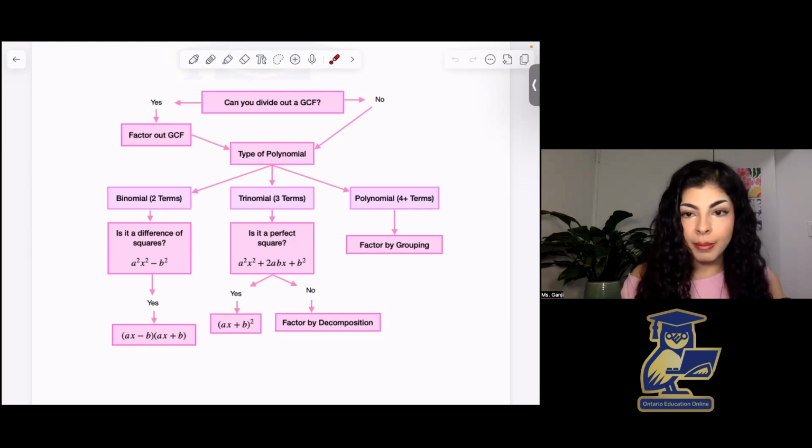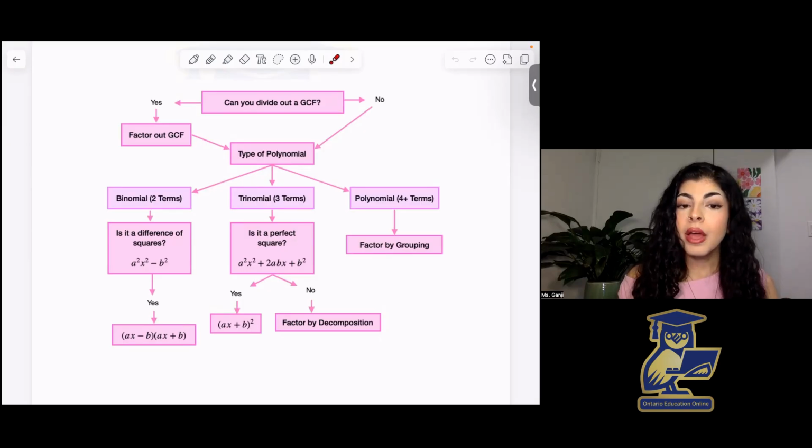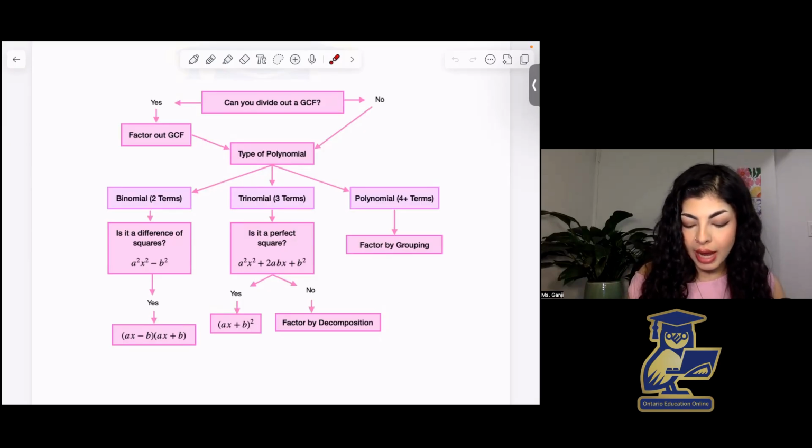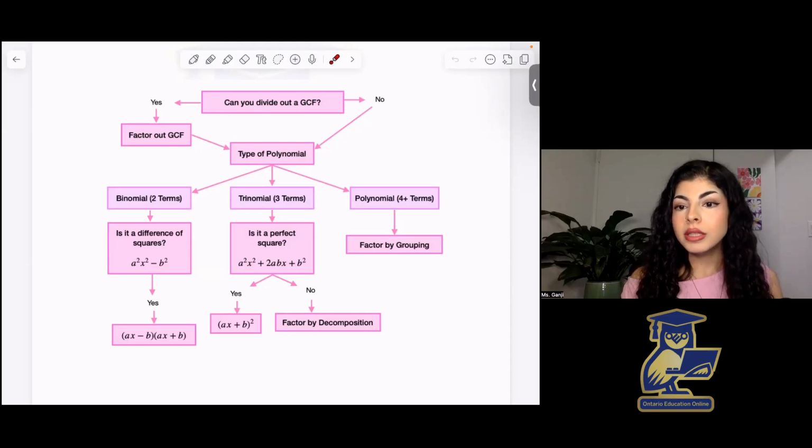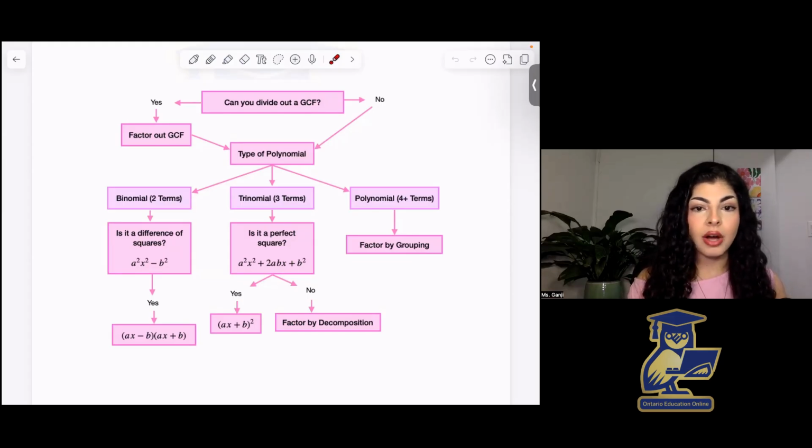Now, if it is not a binomial, we will check if it's a trinomial. If it is a trinomial, we have now one special case here, which is our perfect square. For that, we are still checking for that a squared and b squared, but now we have a term in there with the x variable. And we want to check if that middle term fits our requirement of 2ab. So if we find the square root of a squared and b squared, is our middle term double the product of a and b? And if it is, then we have a perfect square, so we can write it as (ax plus b) squared. But if not, we are going to apply factoring by decomposition.